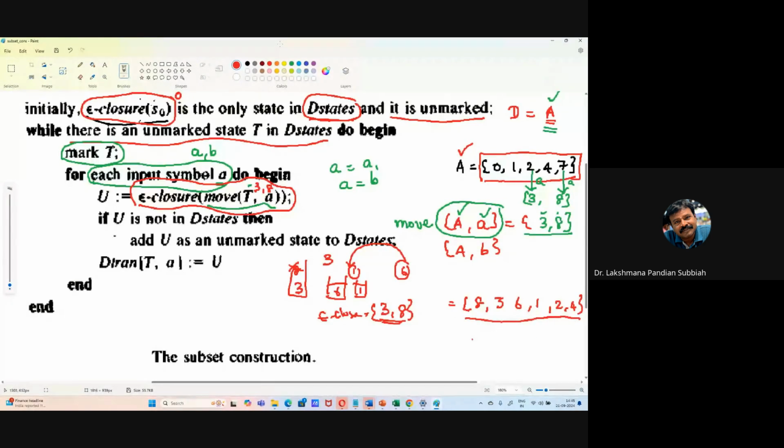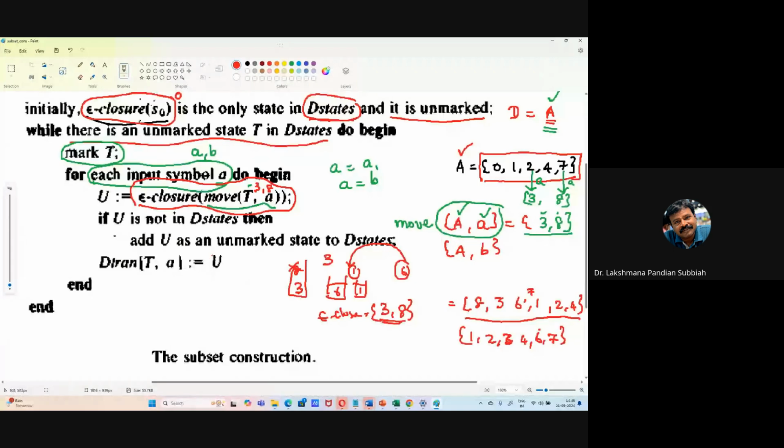So that one has 1, 2, 3; 1, 2, 3, 4, 6; 1, 2, 3, 4, 6, 8, right? 4, 6 and 6 and 7 also, right? From 6 to 7 also we are having epsilon. So 6 and 7: 1, 2, 3, 4, 6, 7, right?